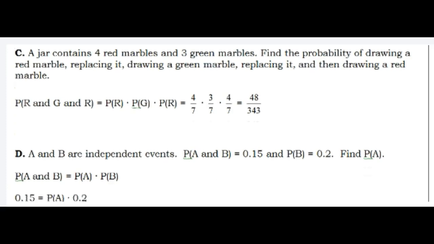Example C, a jar contains 4 red marbles and 3 green marbles. Find the probability of drawing a red marble, replacing it, drawing a green marble, replacing it, and then drawing a red marble. Since the marbles are replaced after every draw, each of these events are independent. So if we want the probability of a red and a green and a red, we do the probability of red times the probability of green times the probability of red. There are 4 reds out of 7 total, times 3 greens out of 7 total, times again 4 reds out of 7 total. That gives us 48 out of 343.